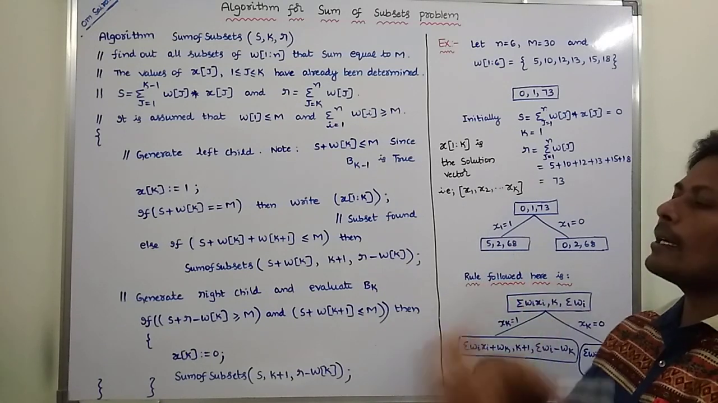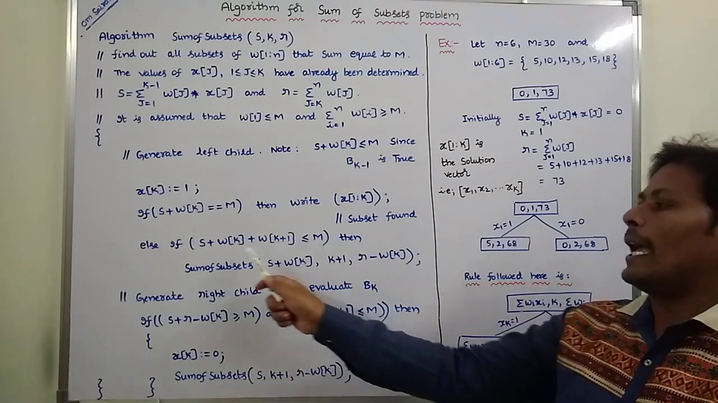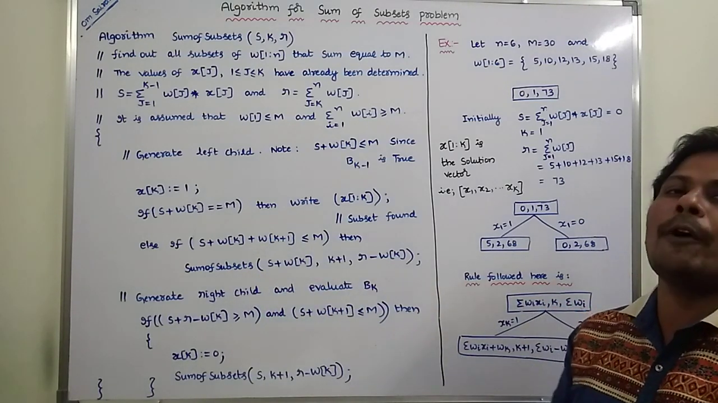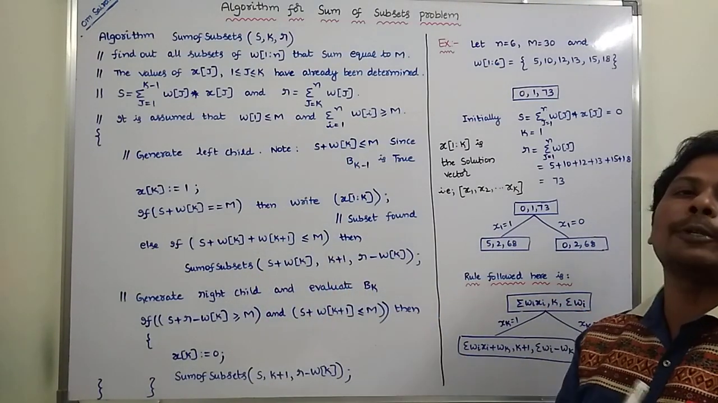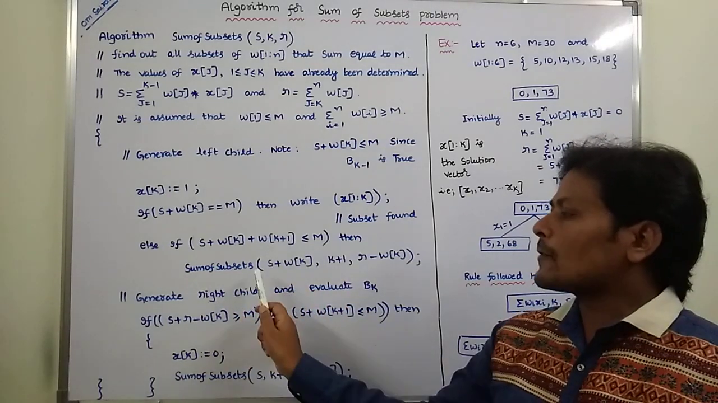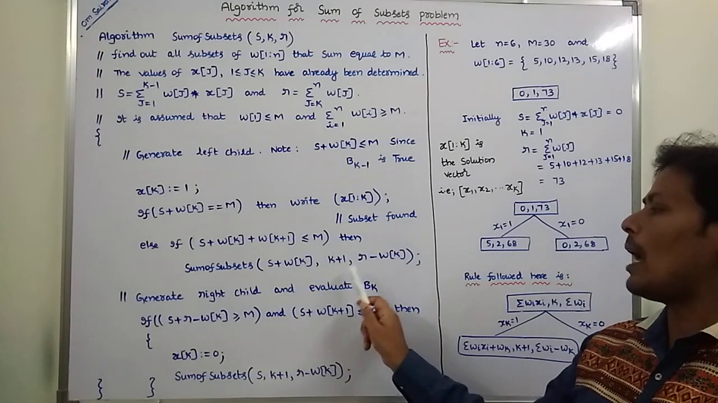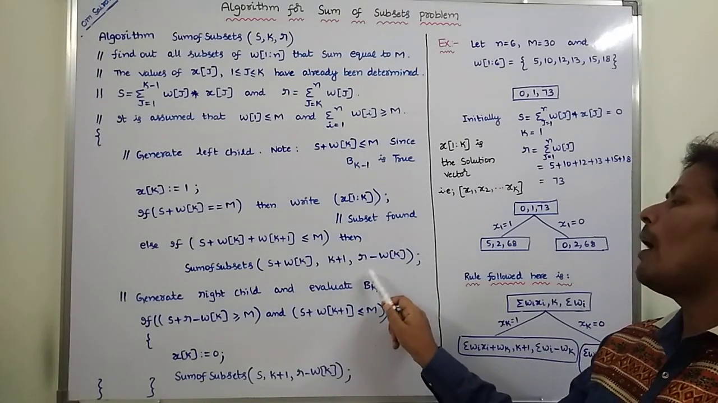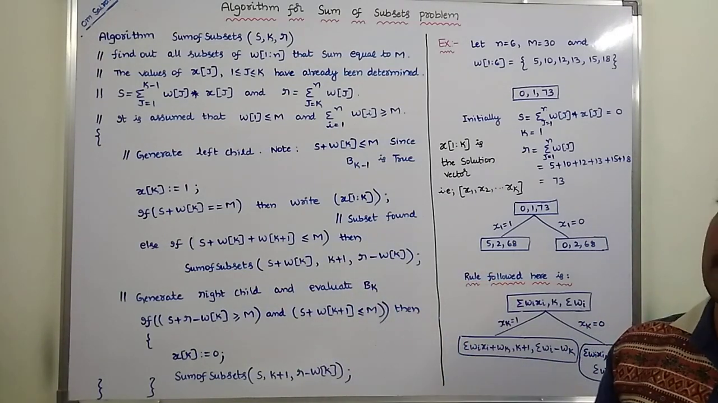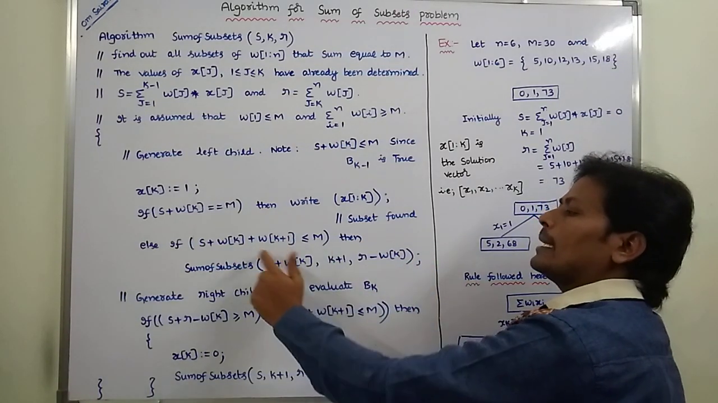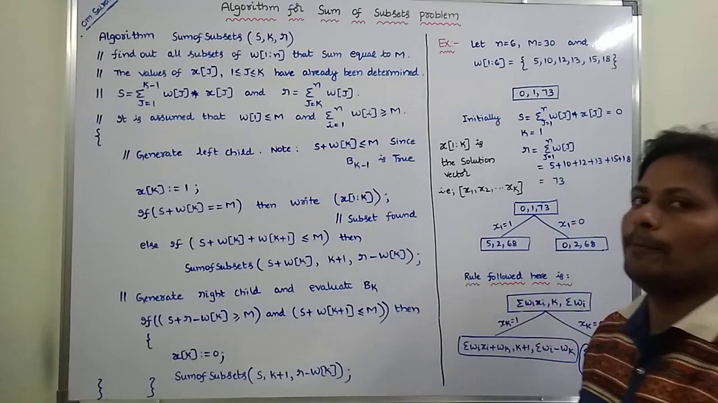Next we are considering another object, S plus W of k plus W of k plus 1 plus W of k plus 2 less than or equal to M. So sum of subsets S plus W of k plus W of k plus 1 comma k plus 2 comma R minus W of k plus 1. So this is the recursive call until this condition fails.